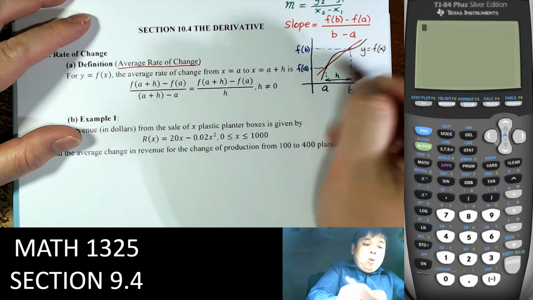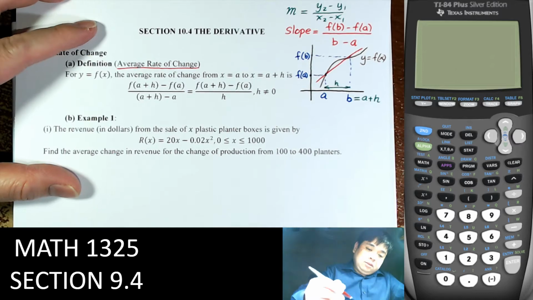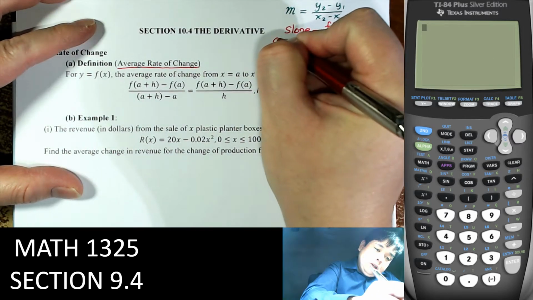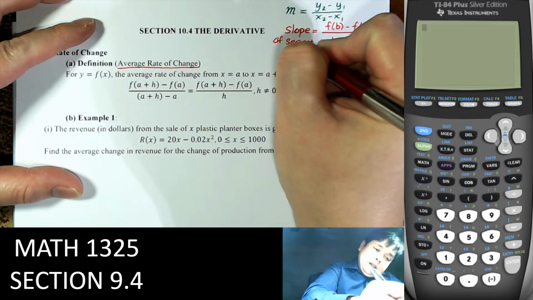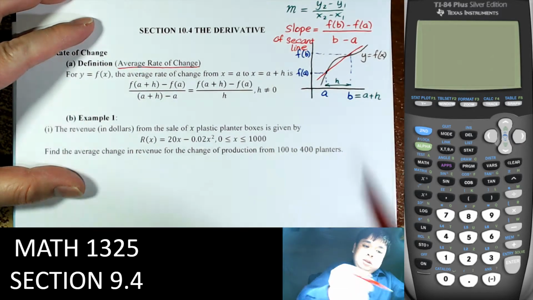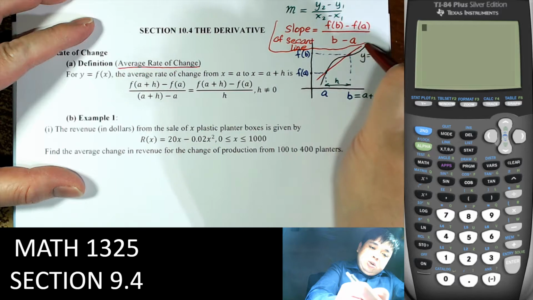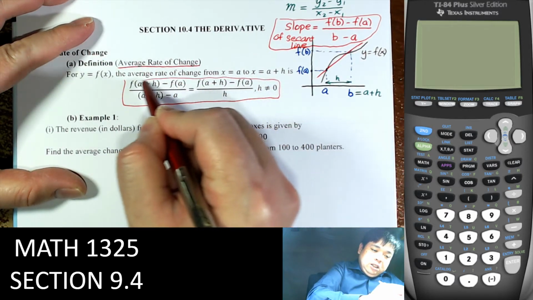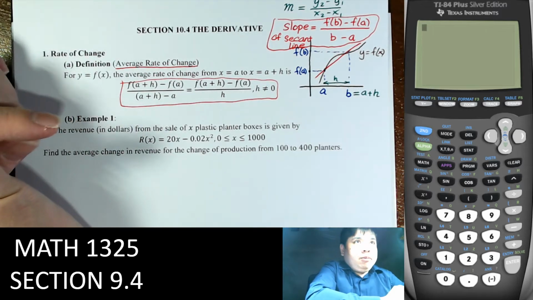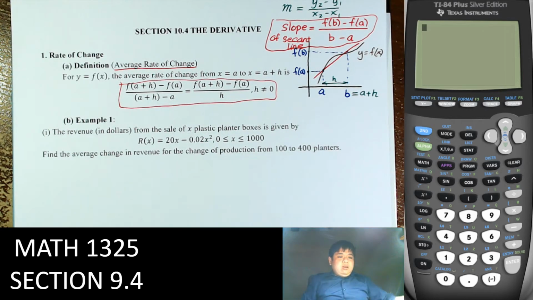And this line is called the secant line. Slope of secant line. So we can just use that formula. If you do not want to use this formula, use that. Either way. Right, now let's look at the first example.